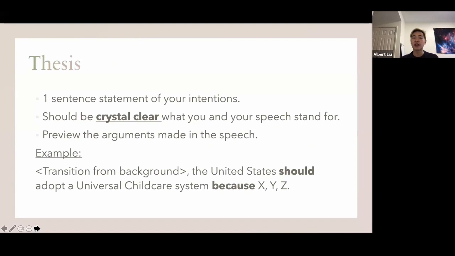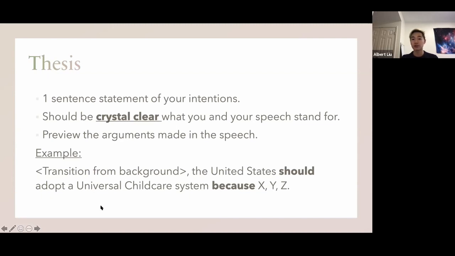And really the last component of your introduction is the thesis. And the thesis is a 1 sentence statement of your intentions. And after you say your thesis, it should be crystal clear of what you and your speech are standing for. And the last bit of the thesis should preview the arguments that you make inside of your speech.